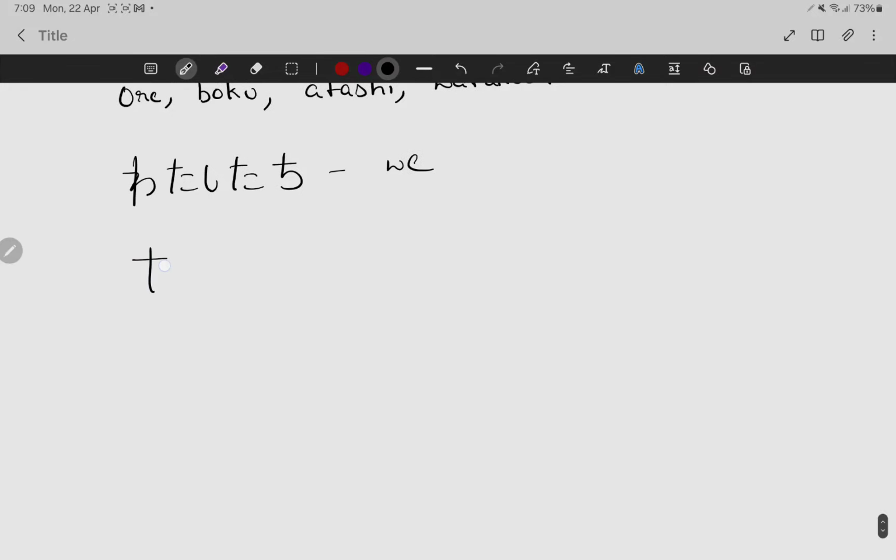Next. Anata, which is you. Anata, you. Watashi is I. Watashi tachi is we. Anata is you. So coming to the next word.